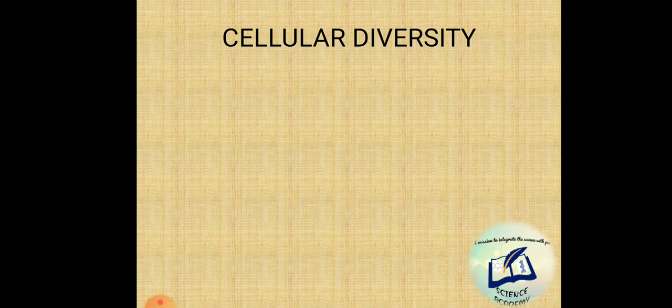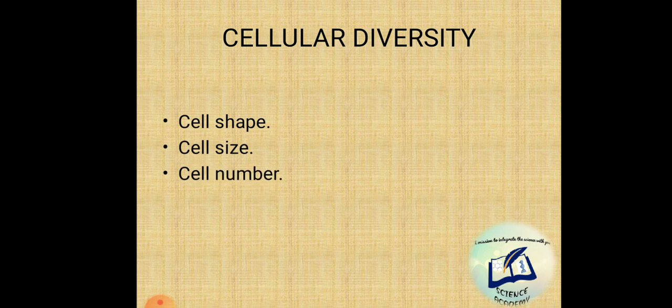Now, cellular diversity. There are various types of cells in the universe or on the earth. Cells have diversity in cell shape, in cell size, and in cell number. So, cell shape. The shape of cells varies not only in different organisms but also in different parts of the same organism. Like in humans, cell shape changes in various parts of our body, isn't it? Yes. We have liver cells which are not identical to brain cells.